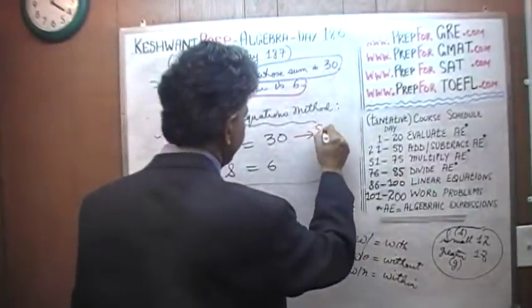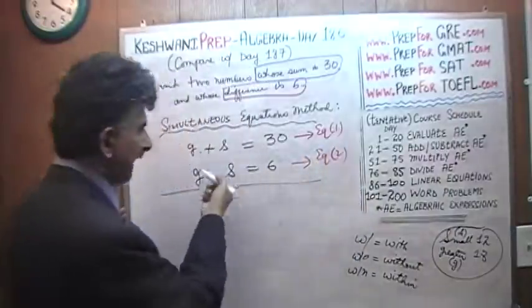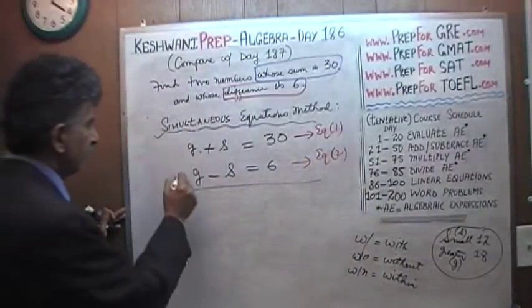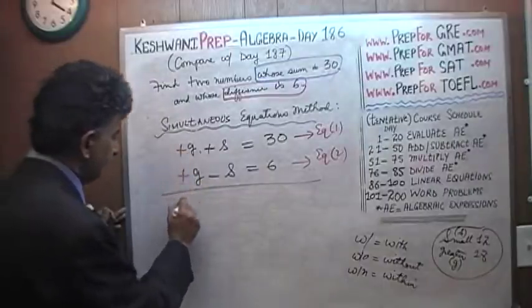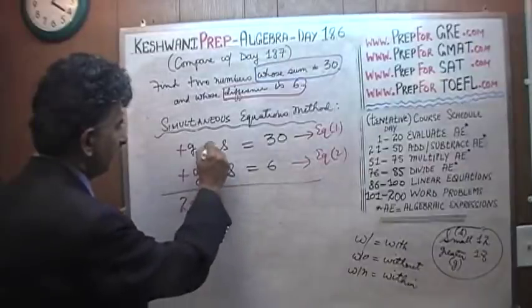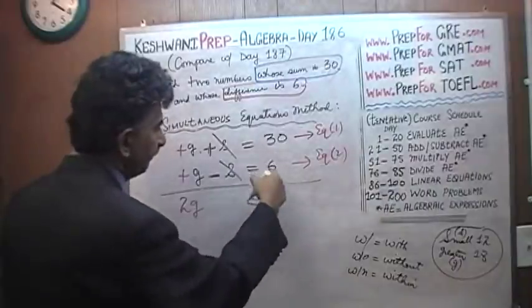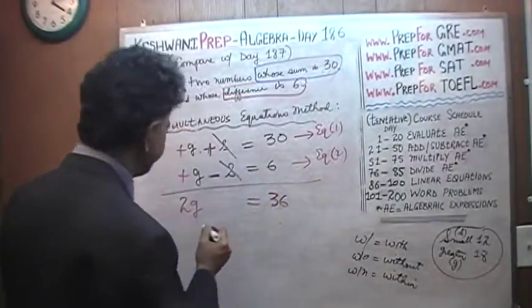This is equation number 1, and this is our equation 2. Let's add the two equations. When we add them, we get g plus g, which gives us 2g. Here we have a negative s and a positive s, which will cancel each other out. And 30 plus 6 gives us 36.